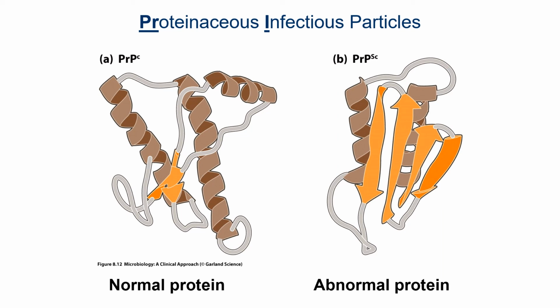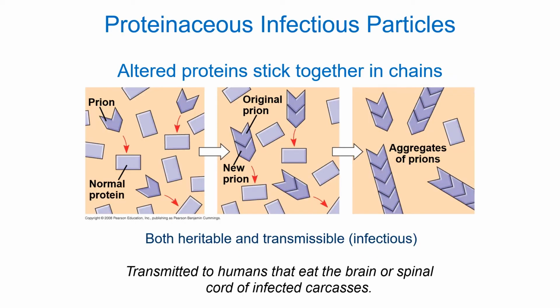You can imagine that if this abnormal protein is found within nervous tissue, after a while, there might not be much of the normal protein left. The abnormal protein will replace the normal protein. But there's more to it than that, because the abnormal proteins stick to each other.